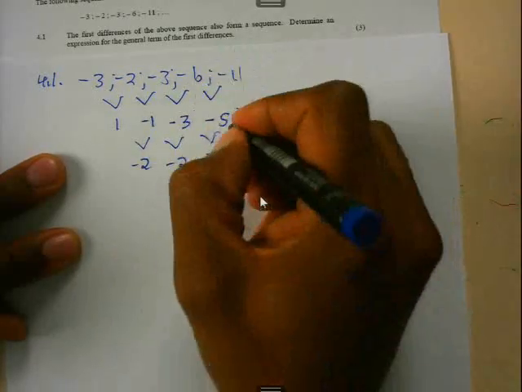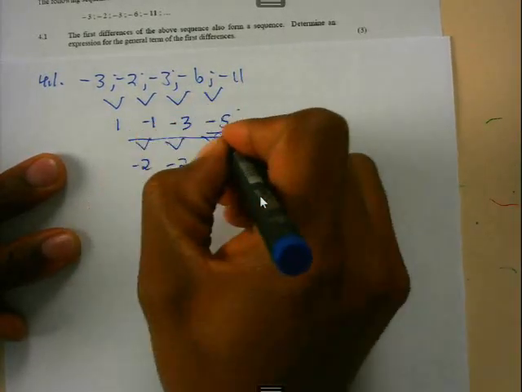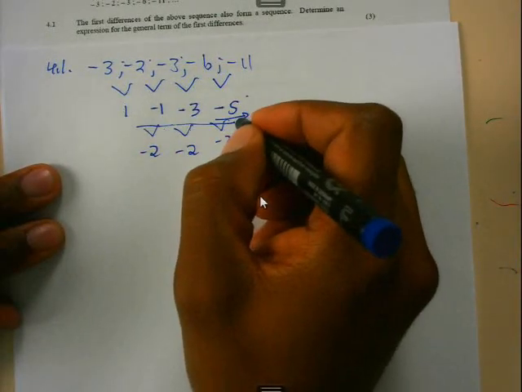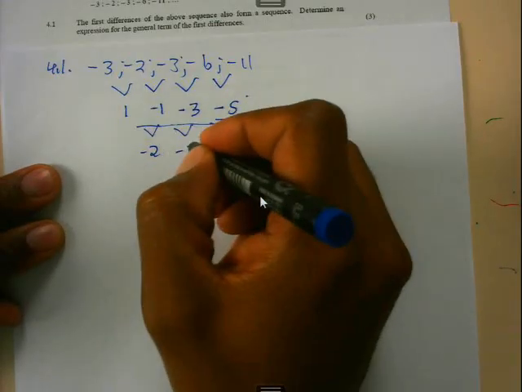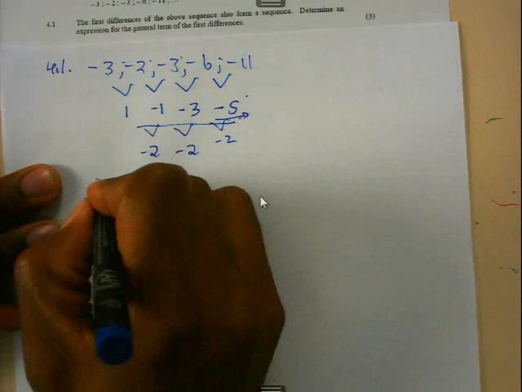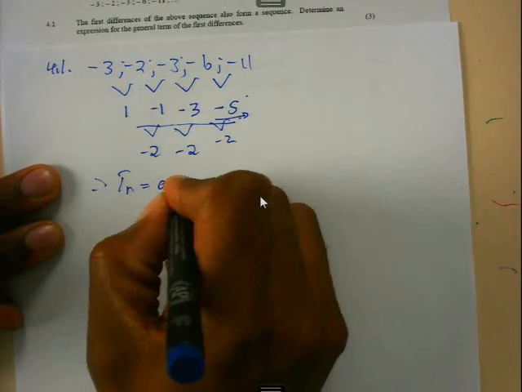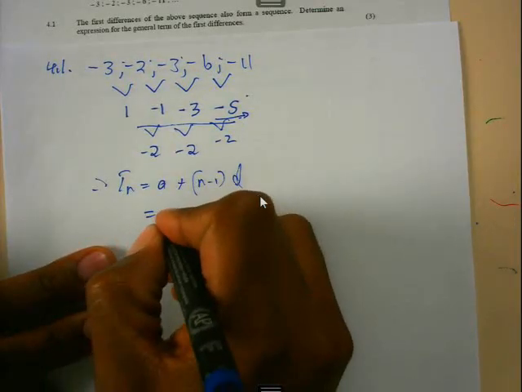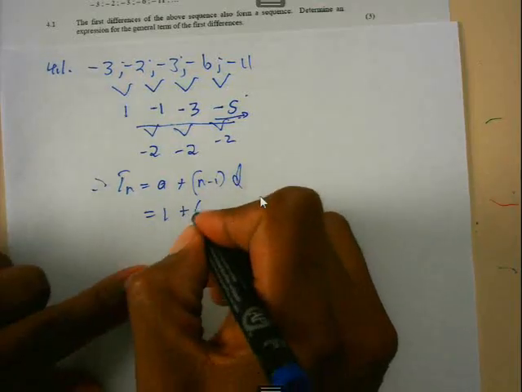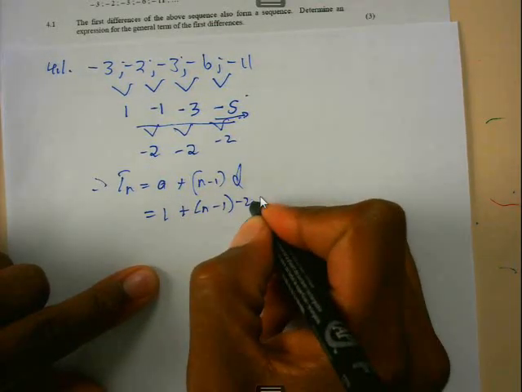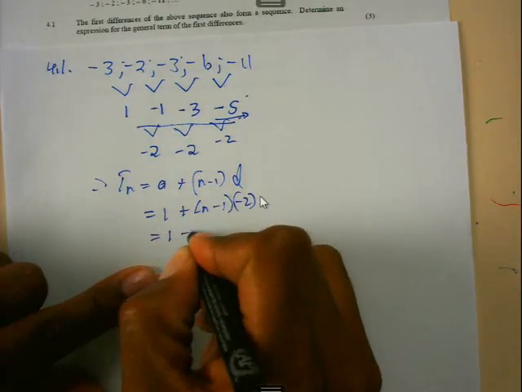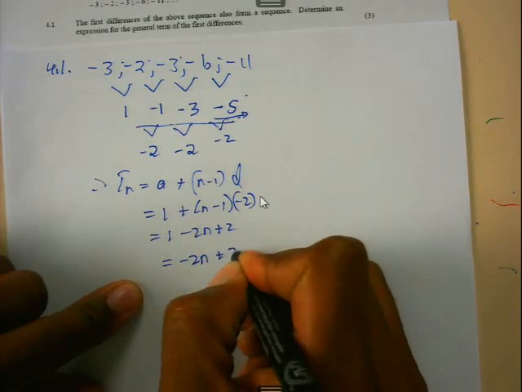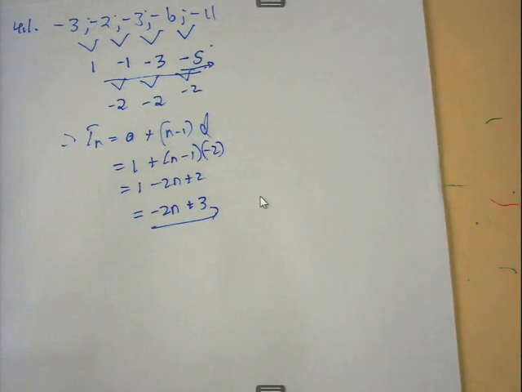Now, what is it that we must do? We must determine the general term for this pattern. When you look at it, this sequence is arithmetic. Why arithmetic? Because the first difference is the same. Therefore, the formula you must use is Tn = a + (n - 1)d, where the first term is 1 and the difference is -2. Therefore, we have 1 - 2n + 2.